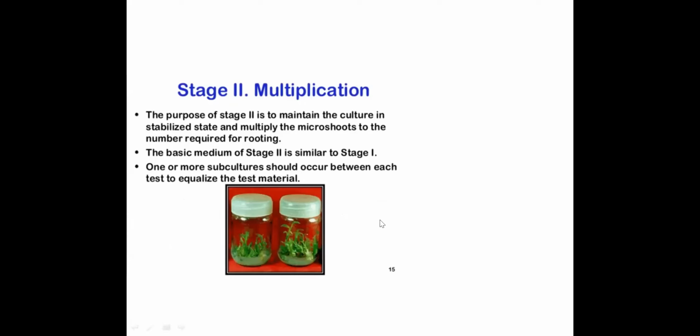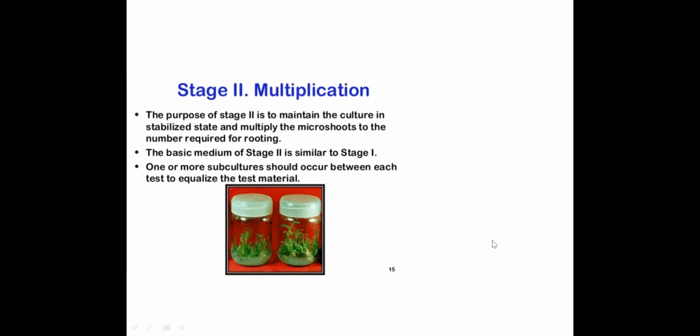So you have already got micro shoots, you need to multiply them. The purpose of stage 2 is to maintain the culture in a stabilized state. Multiply the microshoots to the number required for rooting. So you need 100 microshoots. You have to provide the medium for that. You have to provide the conditions for that. So basic medium is similar to stage 1. Okay, one or more subcultures, because you need only the shoots.